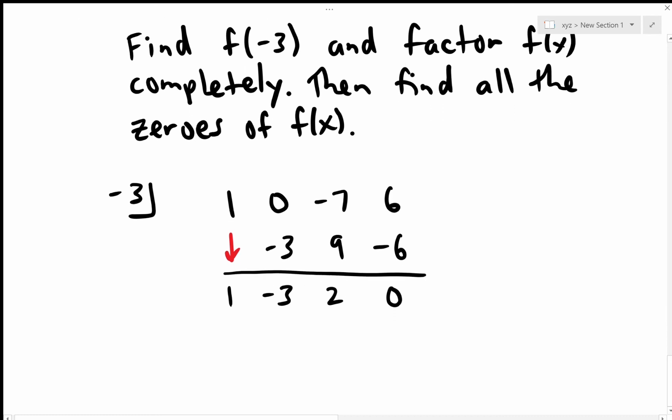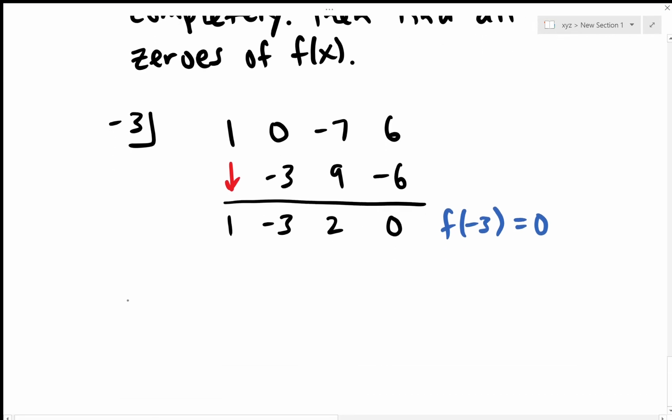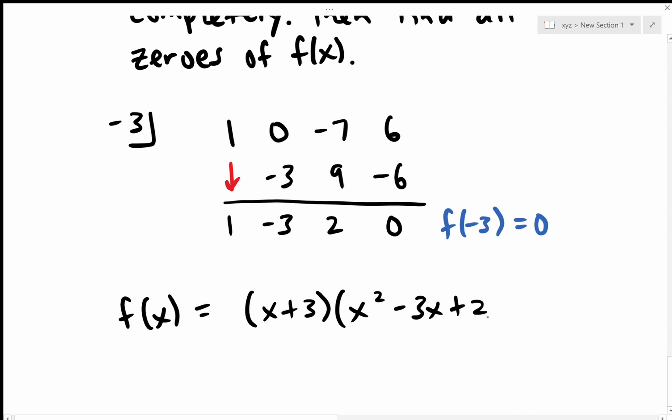So sure enough, I do end up with 0 as my remainder. So that tells me that f of -3 is equal to 0. So I know that x equals -3 is one of the zeros of this polynomial function. And it also tells us how we're able to factor f of x. What I can see now is that this would factor as x plus 3 times x squared minus 3x plus 2. Again, it would be x plus 3 this time because our x value is equal to -3. So that would be the associated factor there.